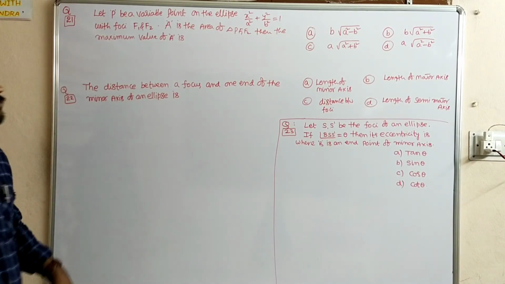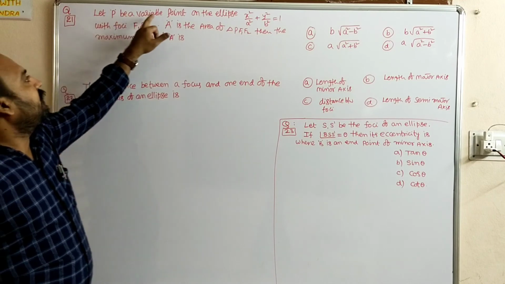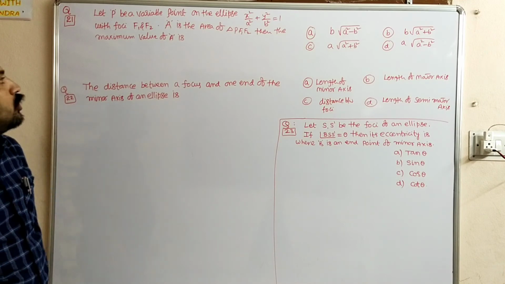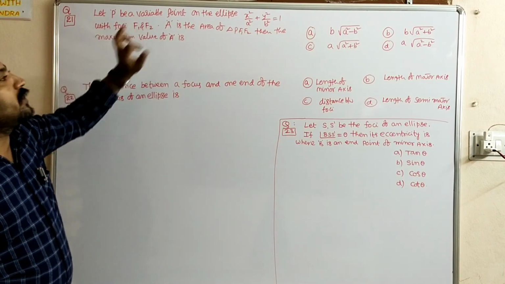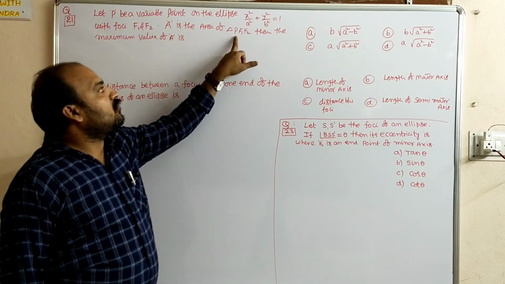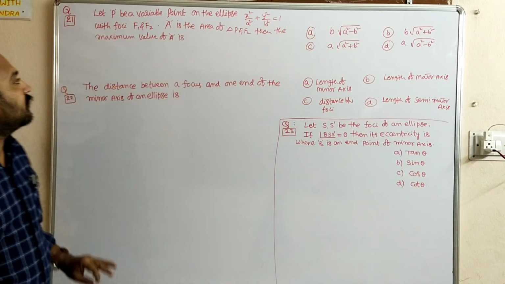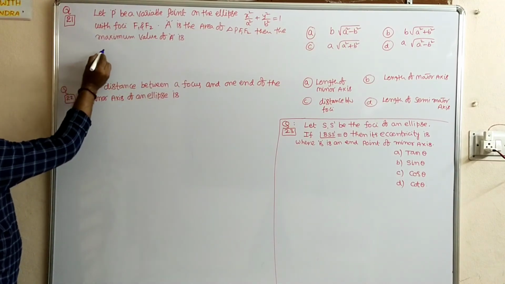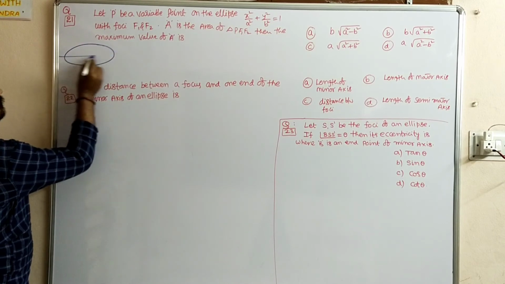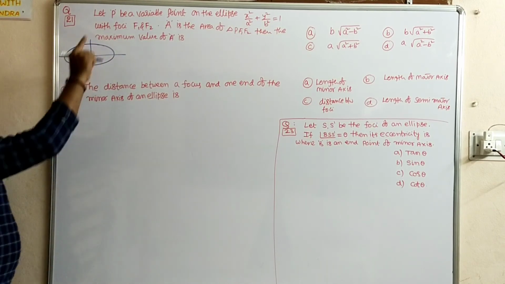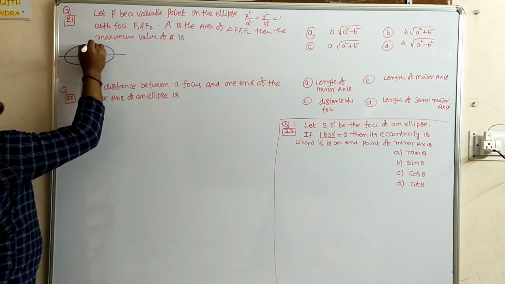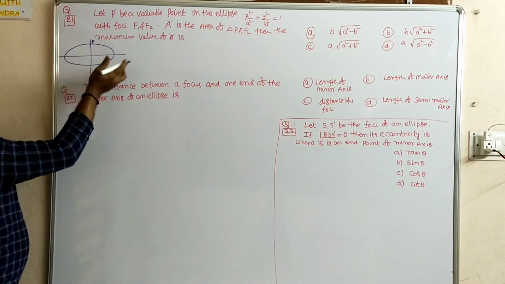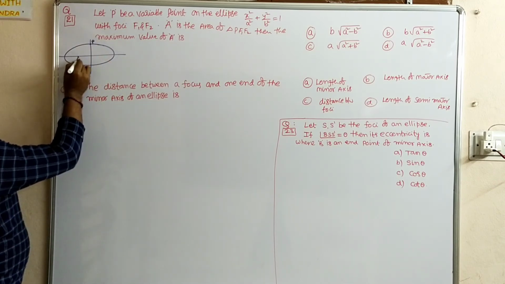The next question. Let P be a variable point on the ellipse x square by A square plus y square by B square equal to 1 with foci F1 and F2. A is the area of triangle PF1F2. Then the maximum value of A. See here, first I will draw the rough figure. This is the ellipse. P is a variable point, which means it lies on the ellipse. It may be B or A. And F1, F2 are the foci.